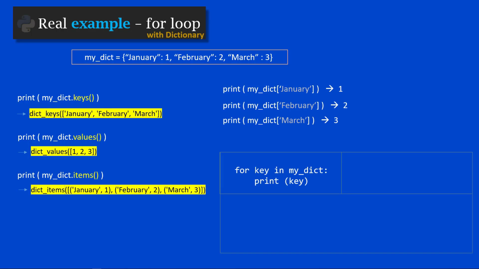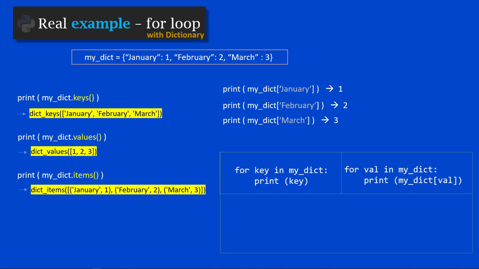Let's start with the first one: in order to access only the keys, you can write for key in mydict, and here key can be anything. It is not that you have to write key only. It's an iterator. You can use anything; you can even write i. So for key in mydict, print key, and it will give you all the keys of the dictionary.